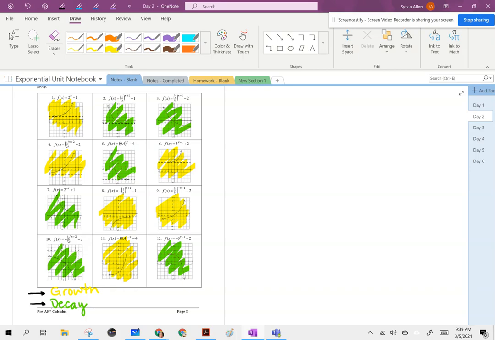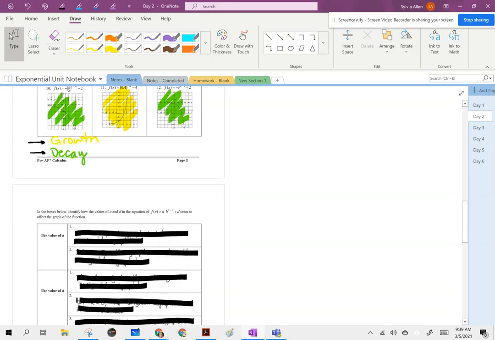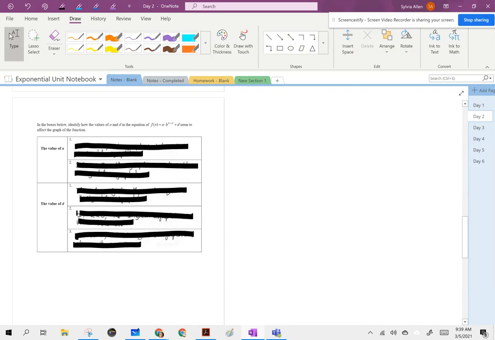And we are going to make some analyses about the A value and the D value. All right. So it says in the boxes below, identify how the values of A and D in the equation, and this is the form that they give you, seem to affect the graph of the function. So go back and up there and look and see what the A and the D does. All right, so number one, the value of A. Hopefully you recognize that there are two situations. If A is less than 0, which means it's negative, the graph is below the horizontal asymptote. Okay, so go back and double check that.